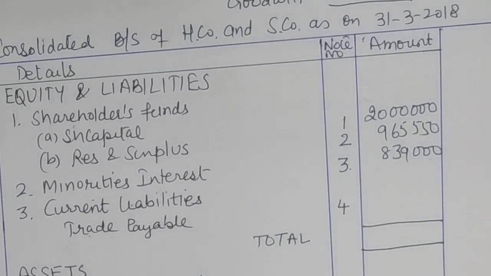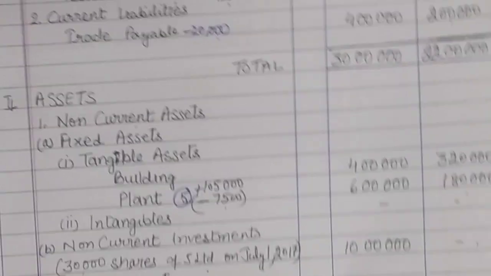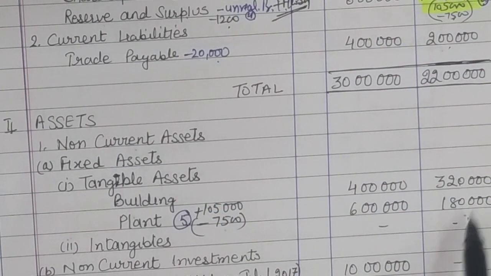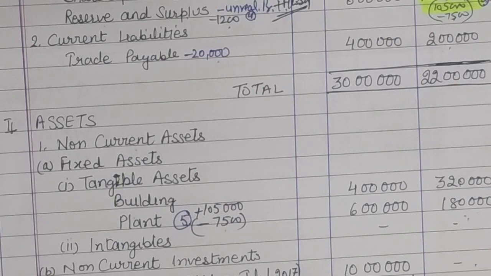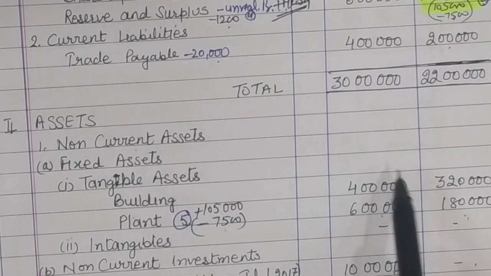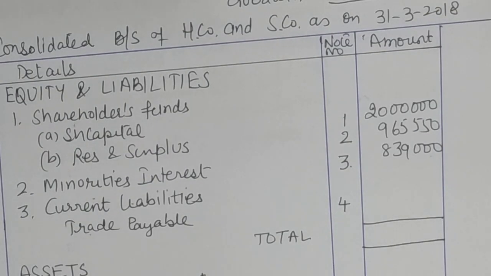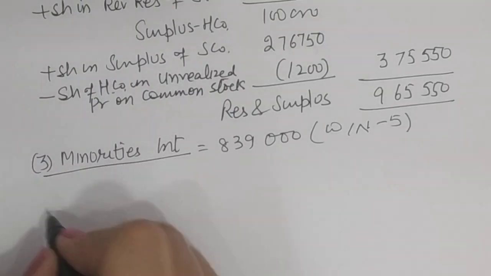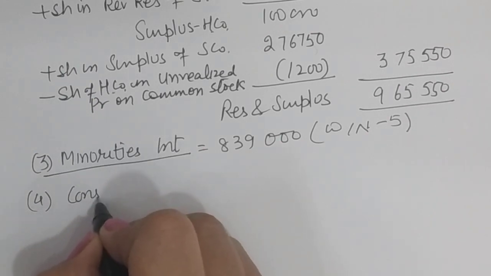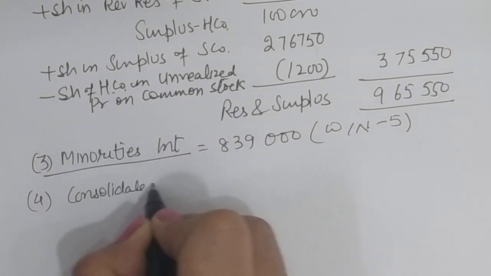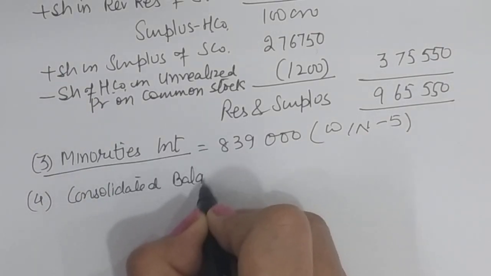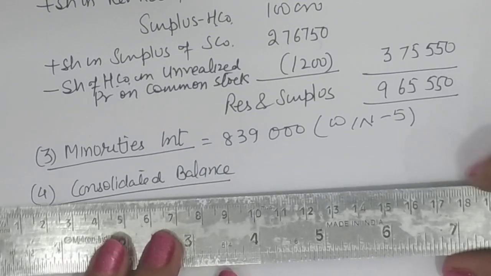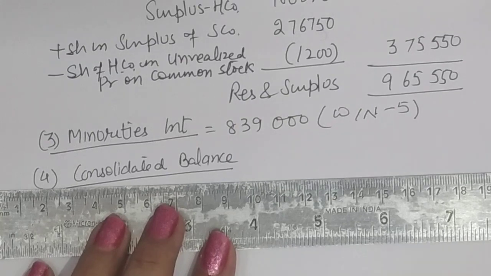So just have a look at the question. How many columns do we need in this statement? Trade payable, building, plant, investment, and all these three. So 1, 2, 3, 4, 5, 6 and 7 items are to be clubbed together. So for the consolidated balance sheet, our fourth working note, it will have 7 plus 1, 8 columns. So just make this format for this statement.